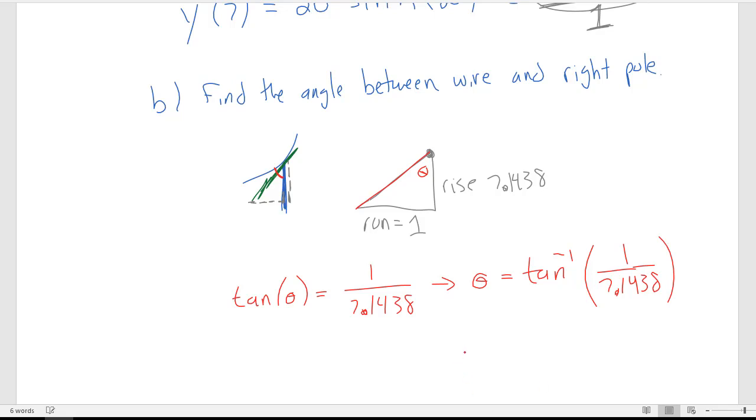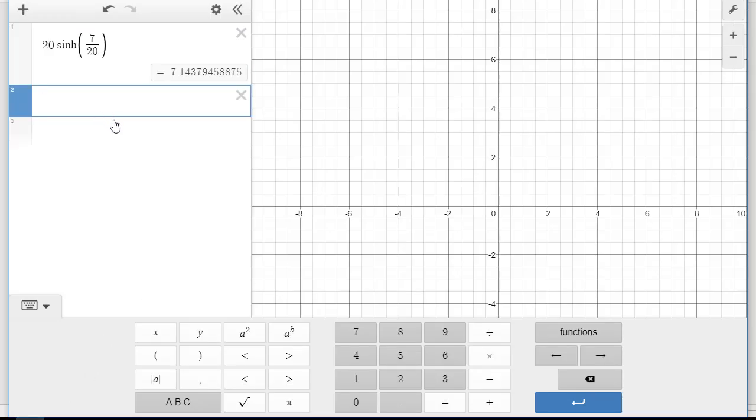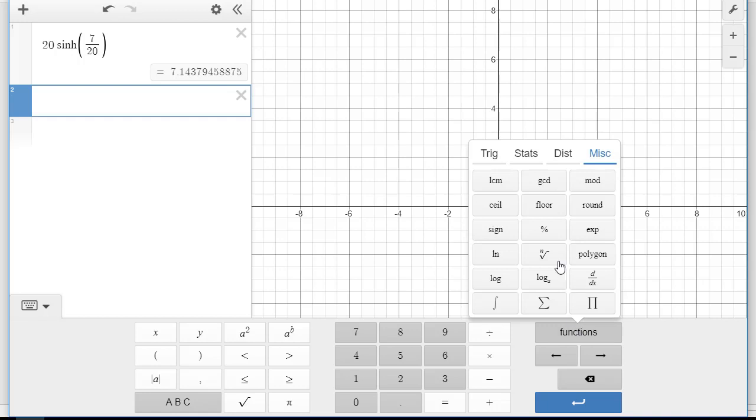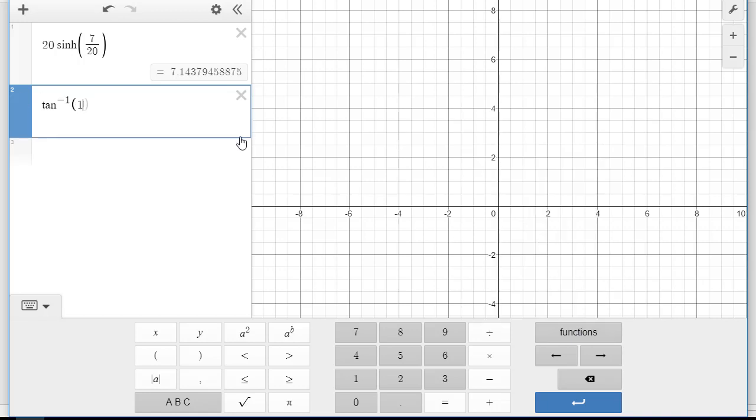So taking out my calculator, I can find out that theta is approximately, so I'm going to bring up Desmos again here, and I'm going to type in inverse tangent. A couple different ways to do this. Probably the easier way is to hit the functions key, go over to trig, and I can see inverse tangent here, and I'll do 1 divided by 7.1438, and we can see that that's 0.1392 if we round to 4 decimal places.